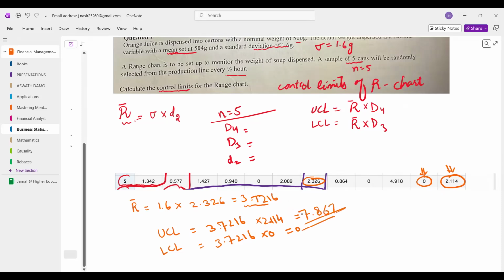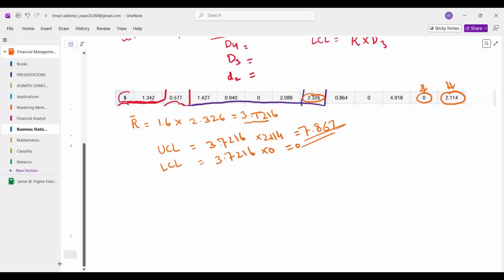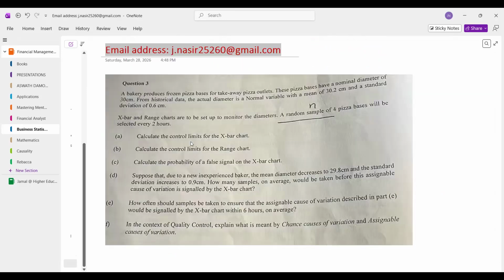7.8867. Right. So these are your control limits for the range chart. So that is it for this question. Simple. Now let's move on to this question and see what we can do here.